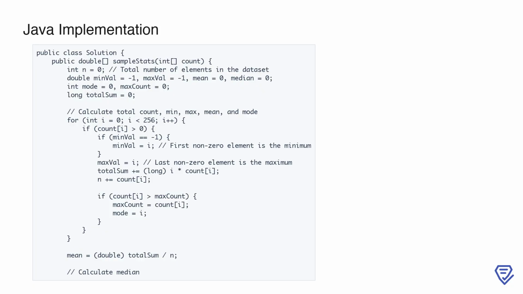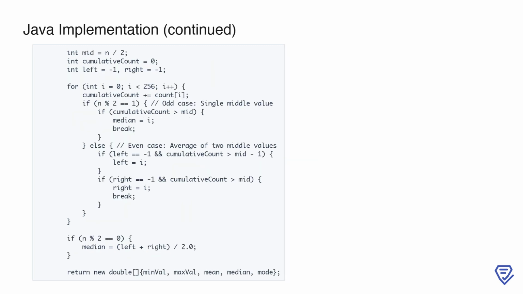For each value, if its frequency in the count array is greater than 0, we update the minval if it hasn't been set yet, and update maxval to reflect the highest value seen so far. We also calculate the contribution of this value to the total sum and increment the total count n. Finally, we check if the current value has the highest frequency so far to update the mode. This loop ensures that we collect all the necessary statistical data such as the total count, minimum, maximum, mean, and mode. Next, we calculate the median.